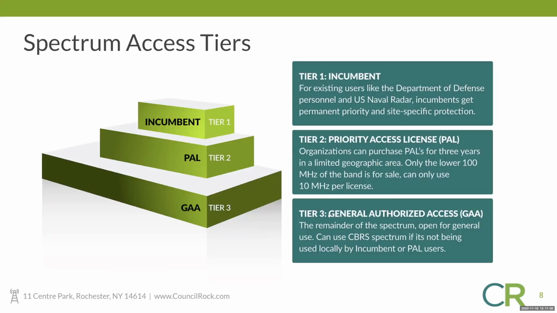And then Tier 3, which is everybody else that doesn't want to buy a license and is not an incumbent. They can use the spectrum, and they are referred to as General Authorized Access, GAAs. And it's open for everybody. In some geographic areas, the 150 megahertz may be available because there are no incumbents and there are no PALs. So they can use the spectrum, and the only thing that they need to abide by is that they cannot cause any harmful interference to Tier 2 or Tier 1s.